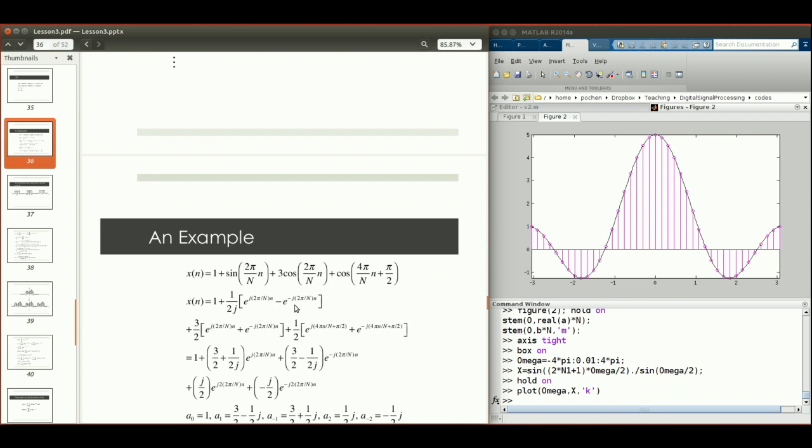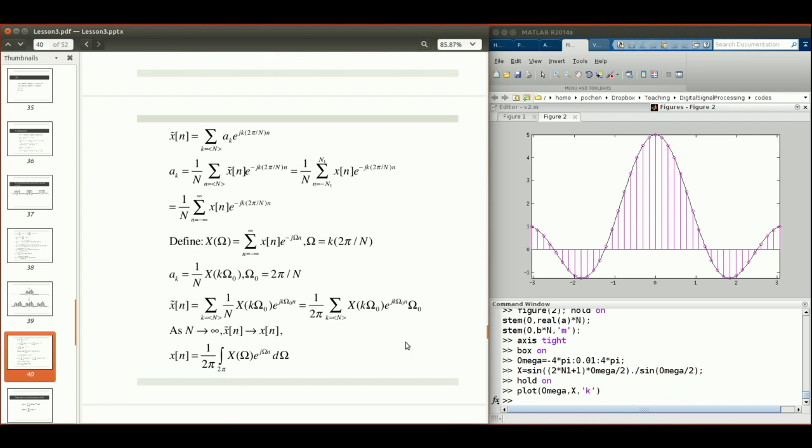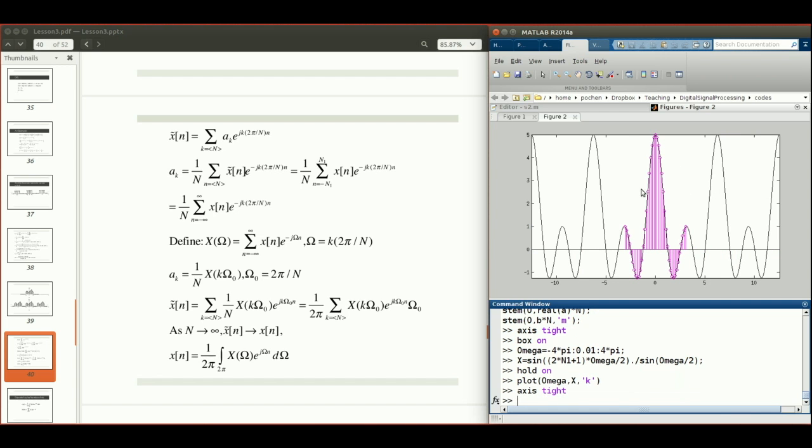But it's actually periodic. If we want to look at a larger interval, suppose here we are actually plotting big X as a function of big omega, and omega goes from minus 4 pi to positive 4 pi, right? So we can look at a larger interval. So now it goes from minus 4 pi to positive 4 pi.